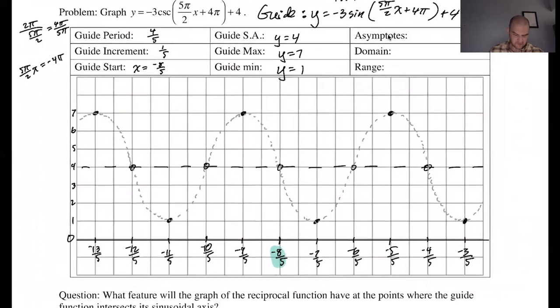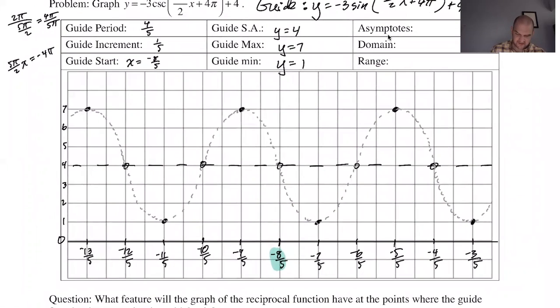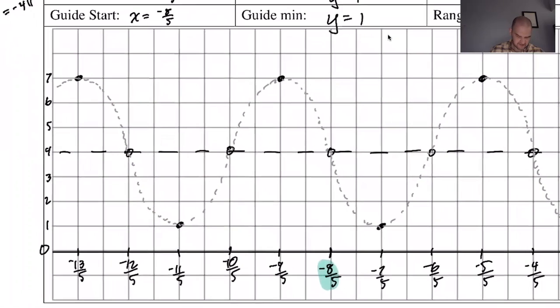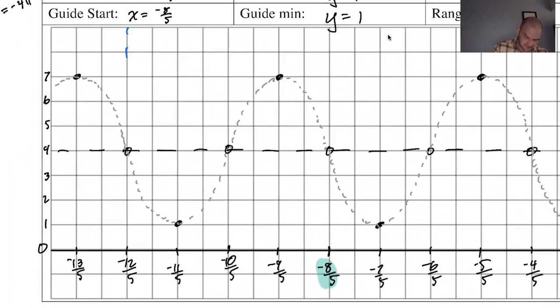Now remember, what we want to do is take that, turn it into the graph of cosecant. So anywhere we hit the sinusoidal axis, the sine function before we shifted it up would have been 0. So that's before the shift, we would have gotten 0. The reciprocal of 0 would be undefined, and that's why our vertical asymptotes move up and down with the sinusoidal axis of the guide function. It's order of operations, basically.